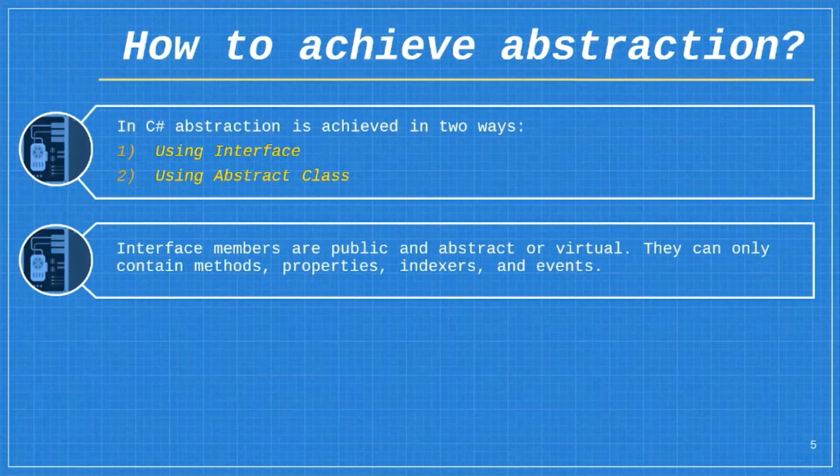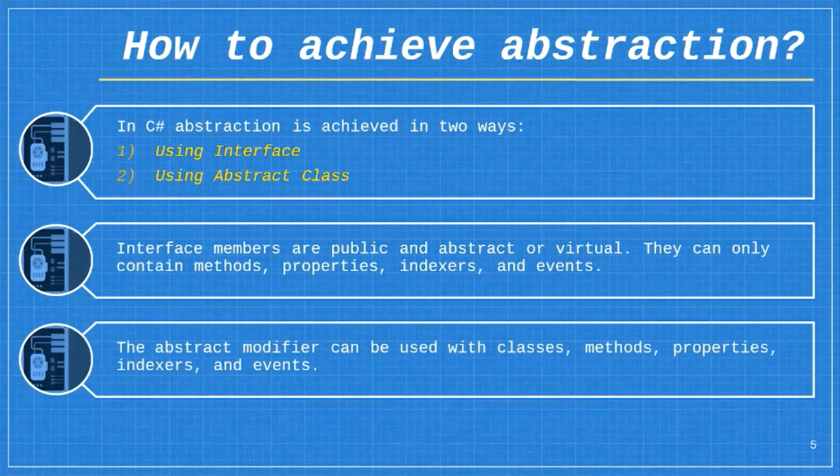So first we'll talk about interfaces. Interface members are public by default. You don't have to specify any access modifier, not even public. An interface may contain methods, properties, indexers, and events. Similarly, the abstract modifier can be used with classes, methods, properties, indexers, and events. Or we can say an abstract class can contain abstract methods, abstract properties, abstract indexers, and abstract events.